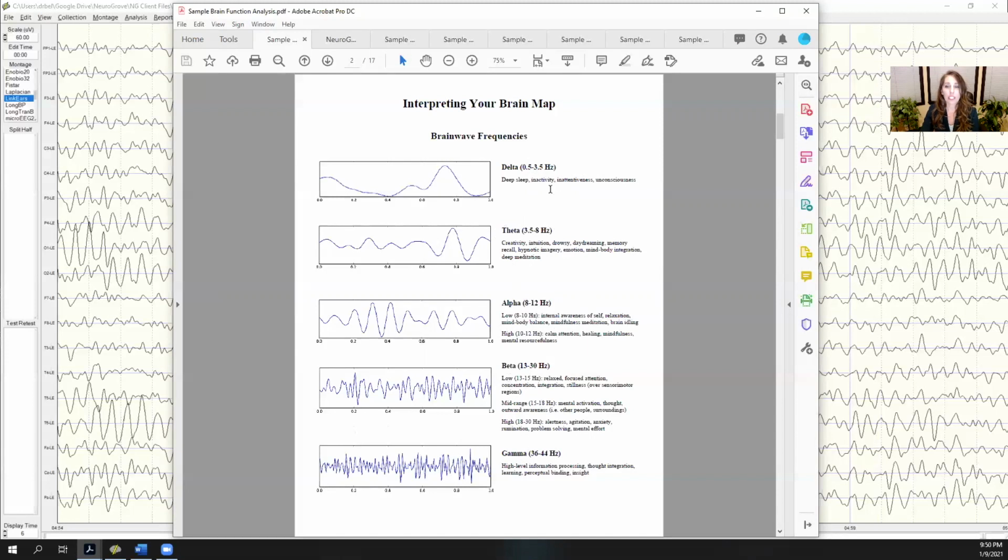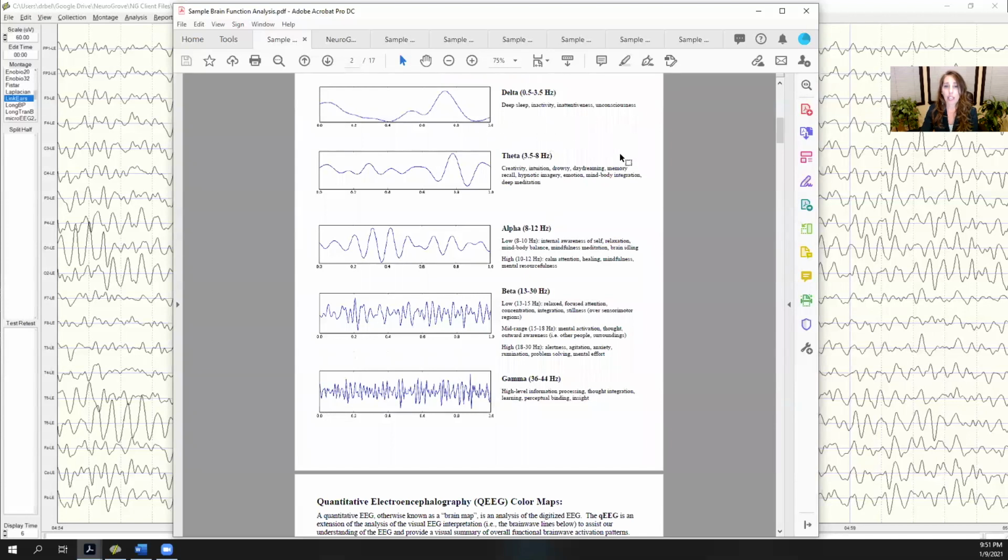Delta is basically the most inactive state in our brain, the most unconscious. So we tend to see this a lot during sleep, but if we have too much delta during our awake state, that can indicate an impairment in that part of the brain where it's essentially inactive when it should be up and running. Okay.